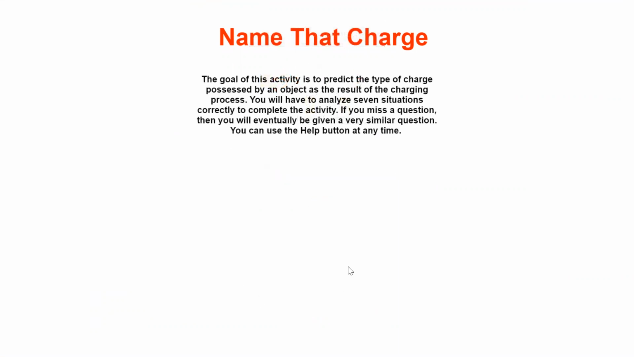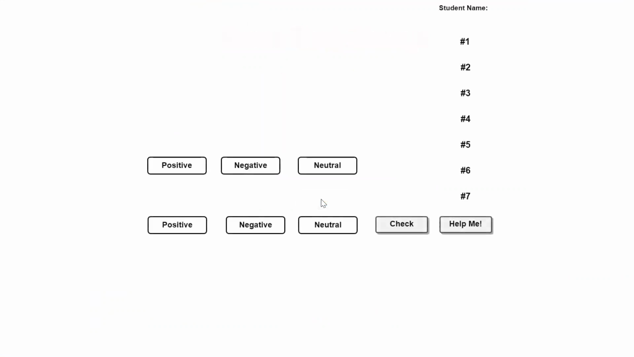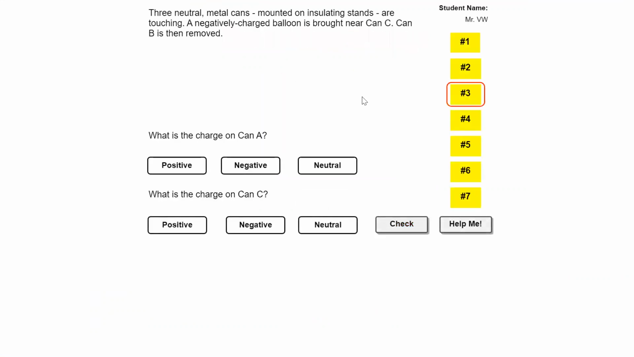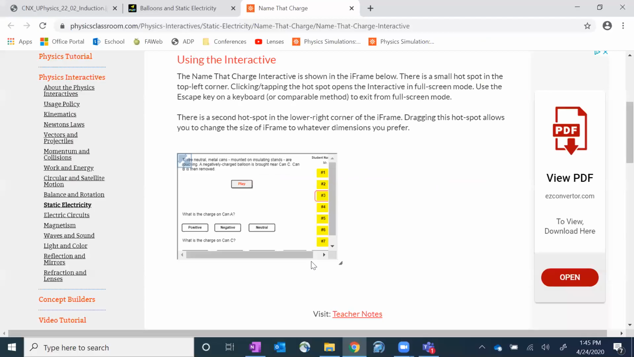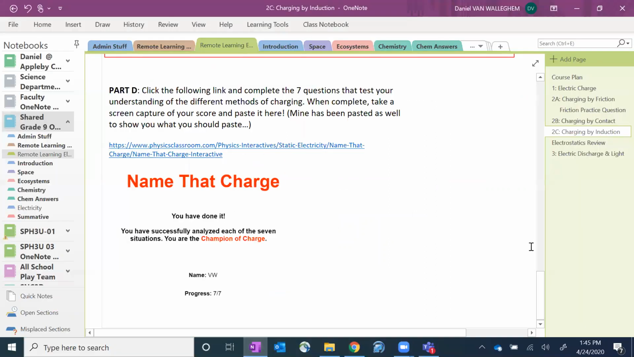And then it's just going to identify a couple scenarios where you're asked to predict what kind of charge 2 objects in this scenario end up with. Okay? So once you do that, you're going to complete that yourself. I don't want to give it away. There's only 7 questions. When you're done, just to show us how you fared, take a screen cap of your overall score. So you'll notice, of course, I'm a genius, 7 out of 7 when I did it. So just take a screen cap of your score and paste it in right here in your OneNote.